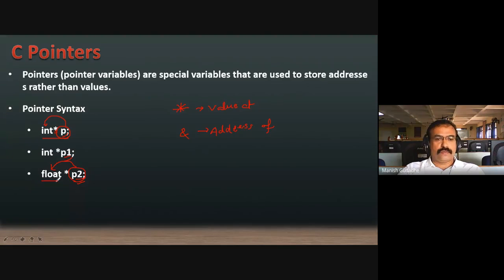And what this type defines, or even I can have a character pointer C. Character pointer C is going to hold the address of a variable of type character. So what is going to happen? Let us move forward further. Just remember these two terms: asterisk is value at and ampersand is the address of symbol.